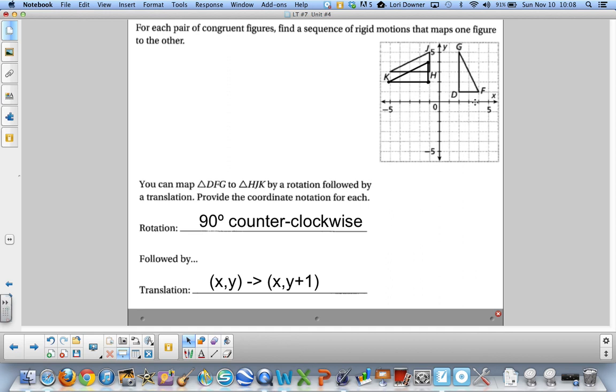F looks like it's at 4, 1. So this is going to be at -1, 4, its image after that simple rotation. Now, I'm not finished with the rotation, you can see that I still need to translate up 1. So by doing a simple translation up 1, I've got a rotation of 90 degrees and then a translation of point x, y, where x stays the same, but then I'm adding 1 to y. And that will map this triangle onto this one using a sequence of what we call rigid motions.